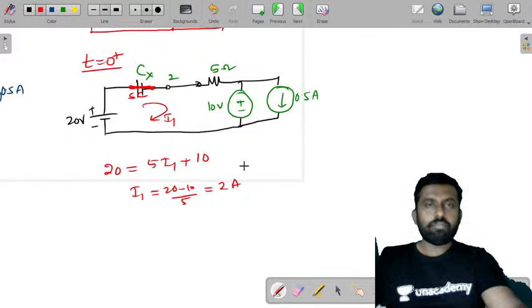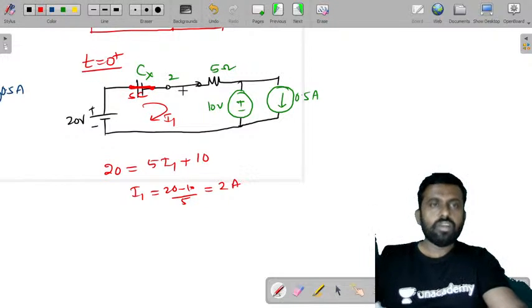Now when you get this as 2 amperes, can we not write what this is? This is already 0.5. So what is the current?